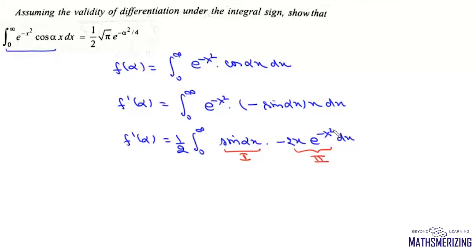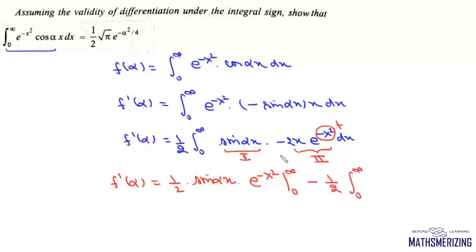The reason we have taken this as the second function is, if we take this as t, it will be simply dt. So its integral will be e to the power minus x square. So we can write f dash alpha as 1 by 2 into sin alpha x as it is, and then e to the power minus x square from 0 to infinite, and then minus 1 by 2 this integral from 0 to infinite. Now the derivative of sin alpha x is cos alpha x into alpha, and here it will be e to the power minus x square dx.